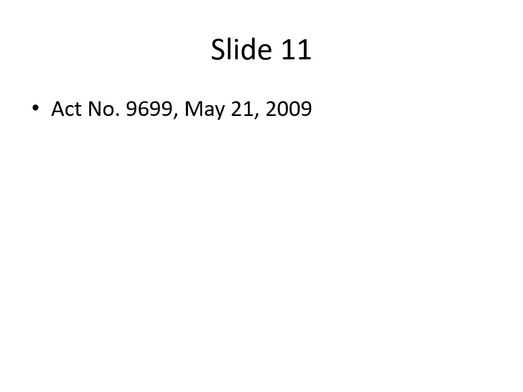Act No. 9699, May 21, 2009. Act No. 10303, May 17, 2010. Act No. 10319, May 25, 2010. Act No. 10339, June 4, 2010. Act No. 10366, June 10, 2010. Act No. 10719, May 24, 2011. Act No. 11270, February 1, 2012.